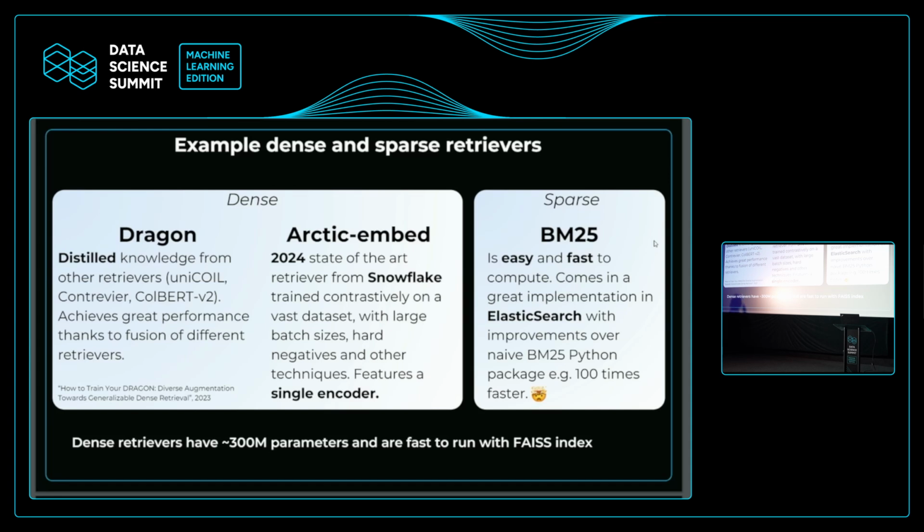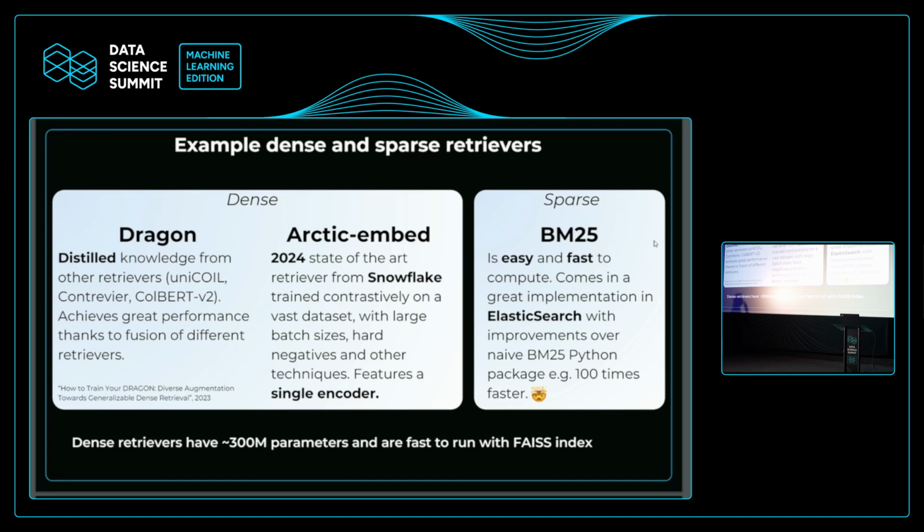Okay, so some examples of real-world dense and sparse retrievers. So we have Dragon. This is a model from Meta. As I said earlier, it uses distilled knowledge from other models, multiple models, to basically check if some document is relevant to the question or not, and uses that to train the model. And as well, we have Arctic Embed. This is a really recent model that uses a lot of new tricks to gain a lot of performance.